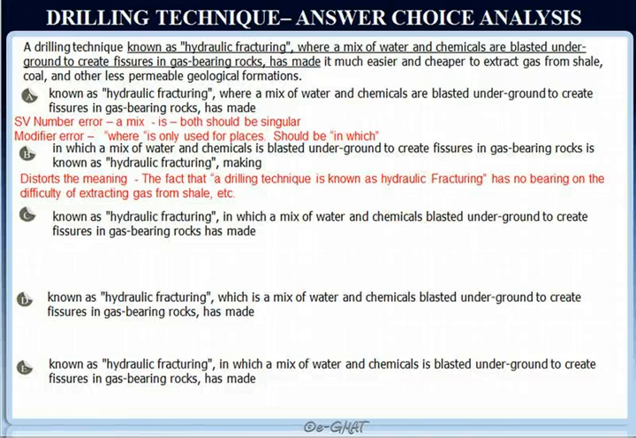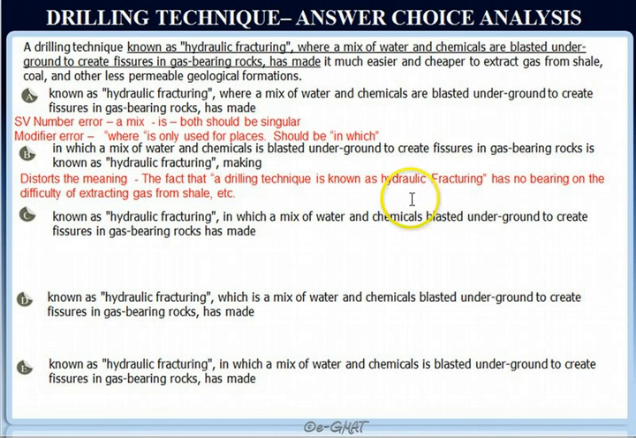So it is very important to get the essence of the sentence, so that when you come across choices such as choice B, you can immediately point out that okay, this sentence has changed the whole meaning, even though it may appear to be grammatically correct. Okay, so let's look at choice C. A drilling technique known as hydraulic fracturing, in which a mix of water and chemicals, okay, so in which is taken care of, in which a mix of water and chemicals blasted underground.